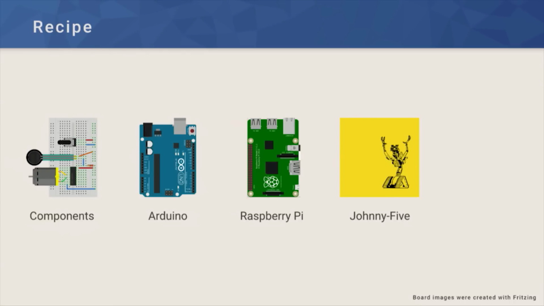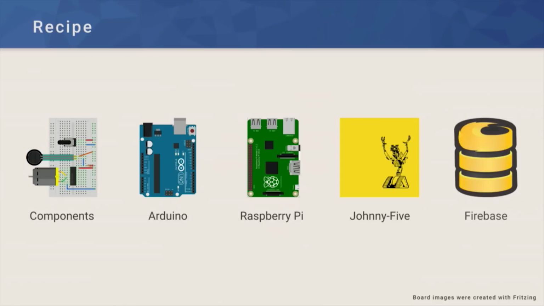And now at this point, we have a thing. So we have JavaScript running on a Raspberry Pi, and it can move things around. And we need that last ingredient, internet. For this situation, I use Firebase.